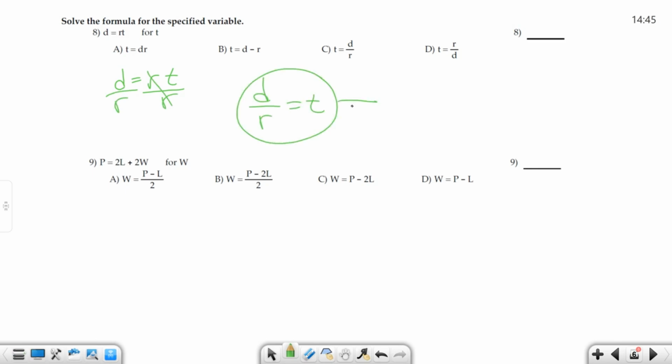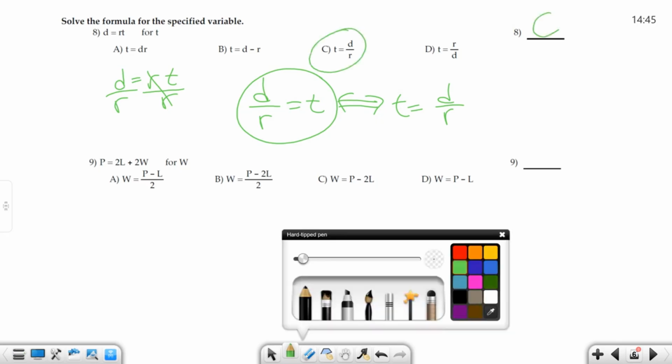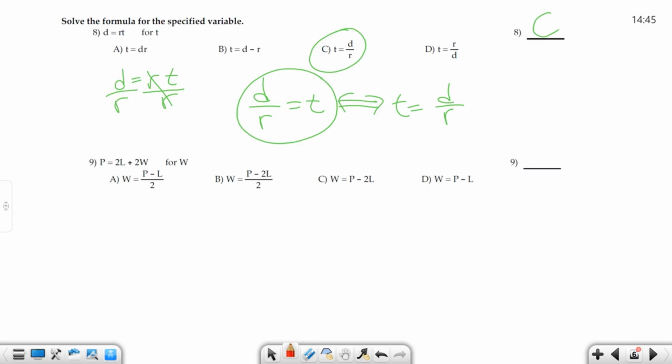And look, this is also the same thing as T equals little d over r. You can't flip the r into d, but T equals doesn't matter what side it's on. So do you see T equals d over r anywhere here on this one? And that's going to be C. C is that one. T equals d over r.